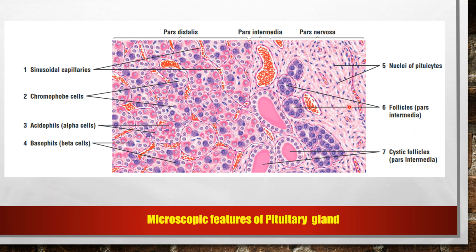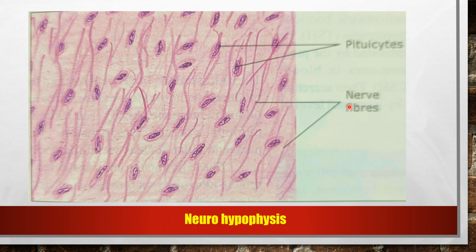So this is another line diagram to understand the pars nervosa or neurohypophysis. Here you see clearly you are able to make out numerous axons. So these are all the axons. The nuclei we are seeing here are nuclei of pituicytes.